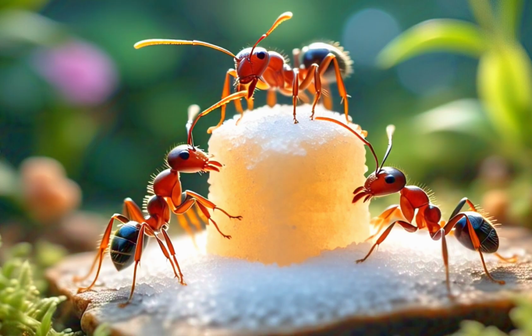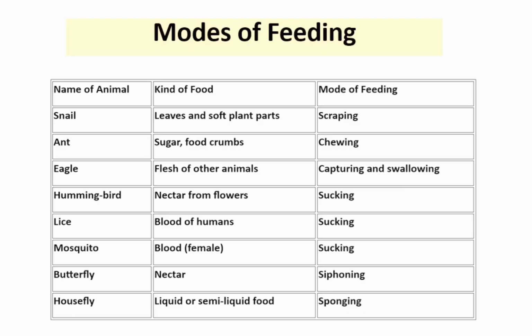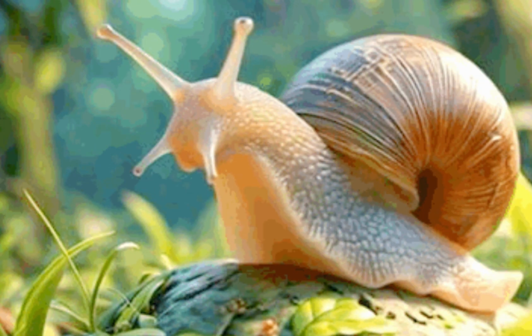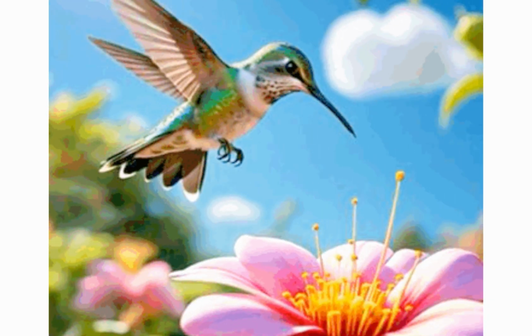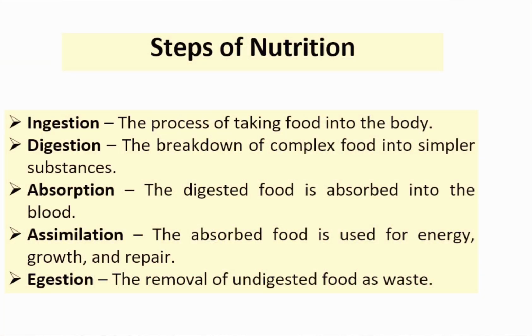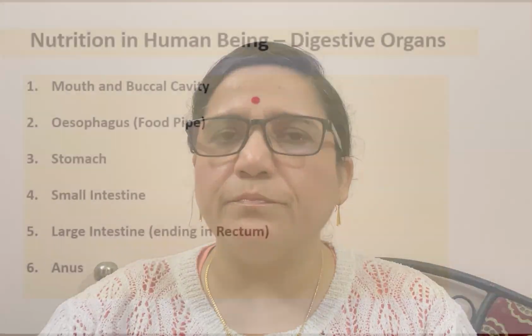Modes of feeding. Different animals eat different kinds of food and in different ways. For example, snails scrape, ants chew, eagles capture and swallow, while hummingbirds suck nectar. Steps of nutrition. There are 5 key steps in animal nutrition: ingestion, digestion, absorption, assimilation, and egestion. Remember these, they are like steps in a food factory.